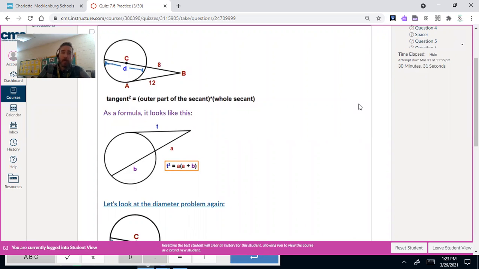It's called tangent squared equals the outer part of the secant times the whole secant. So remember, a secant is a line that goes through the circle. So in this case here, the tangent squared would be the tangent part, the segment from the outside of the circle to that point out here. So the point that it touches the circle in one spot to the point where it meets the other line, this is your tangent.